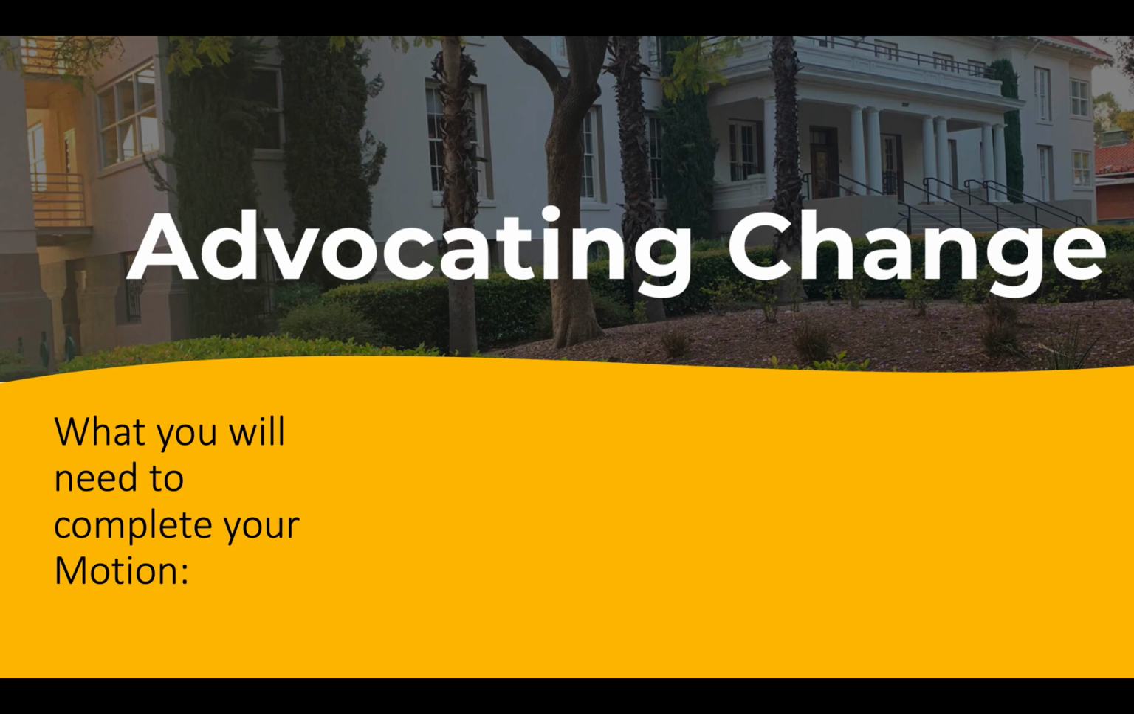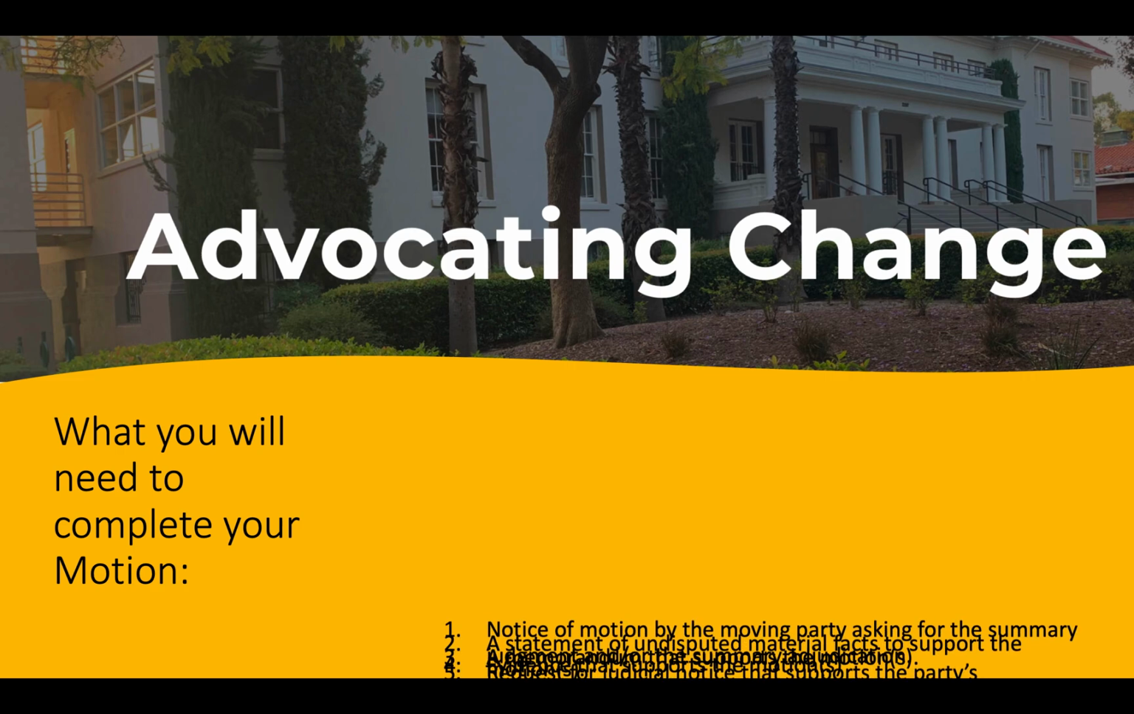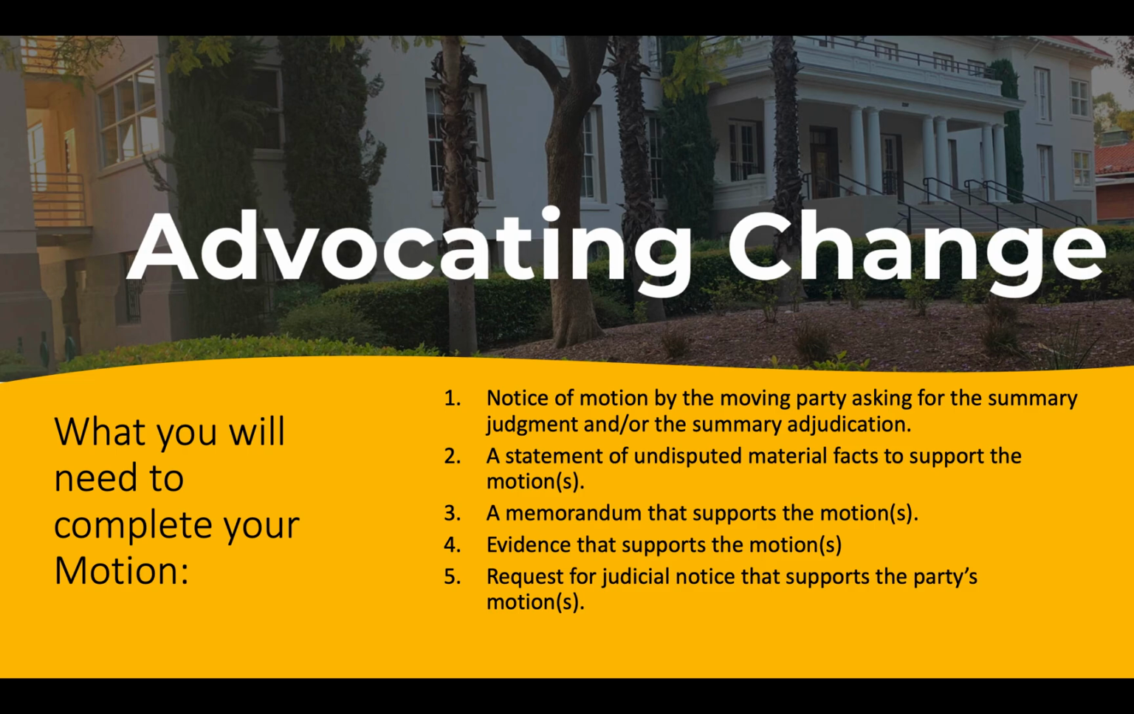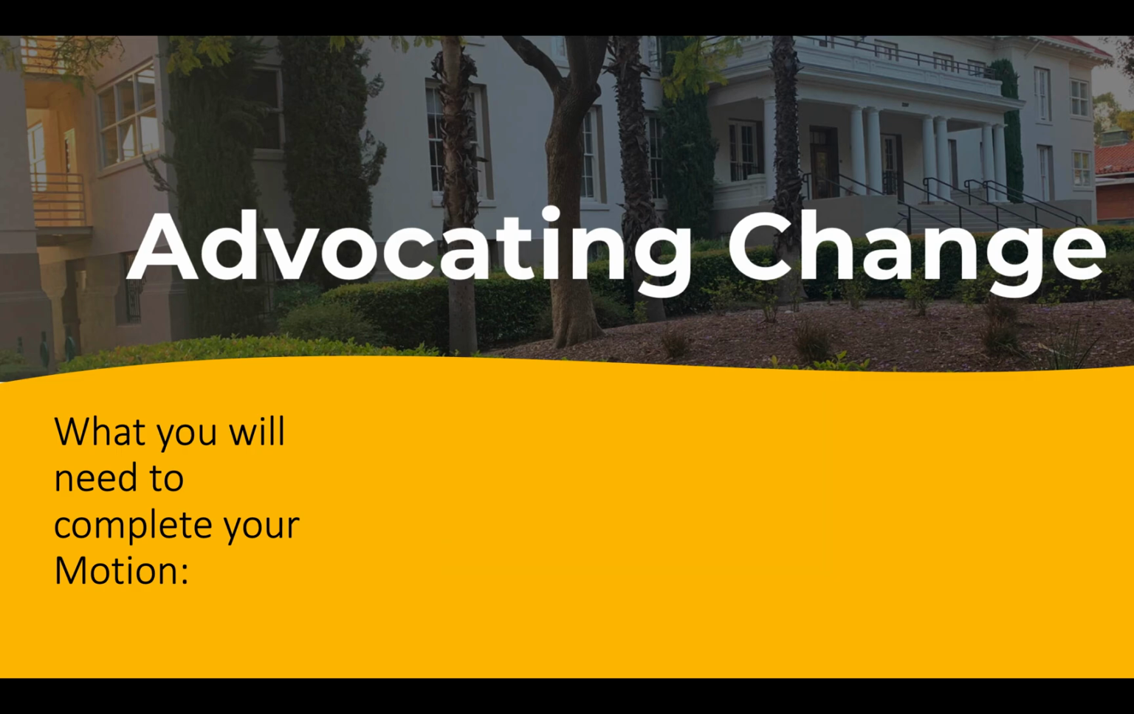Now, in order to file a successful motion for summary judgment or summary adjudication, you will need supporting material facts, and you'll need the following. Number one is a notice of motion by the moving party asking for the summary judgment and/or summary adjudication. Number two, a statement of undisputed material facts to support the motion. Number three, a memorandum that supports the motion. Number four, evidence that supports the motion. Number five, request for judicial notice that supports the motion.